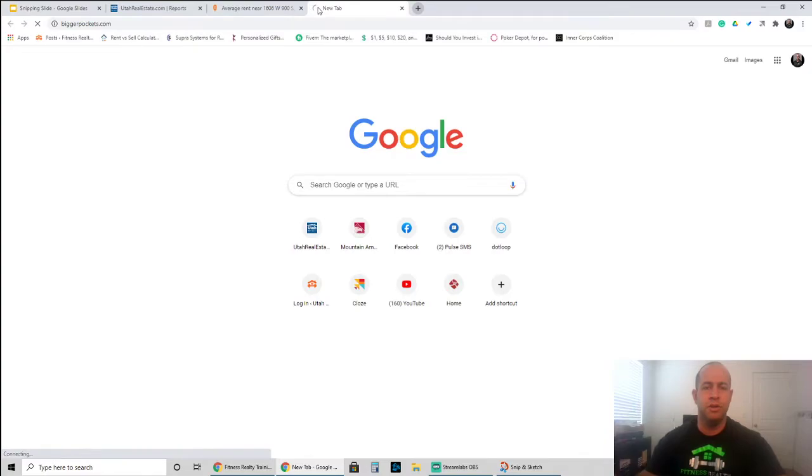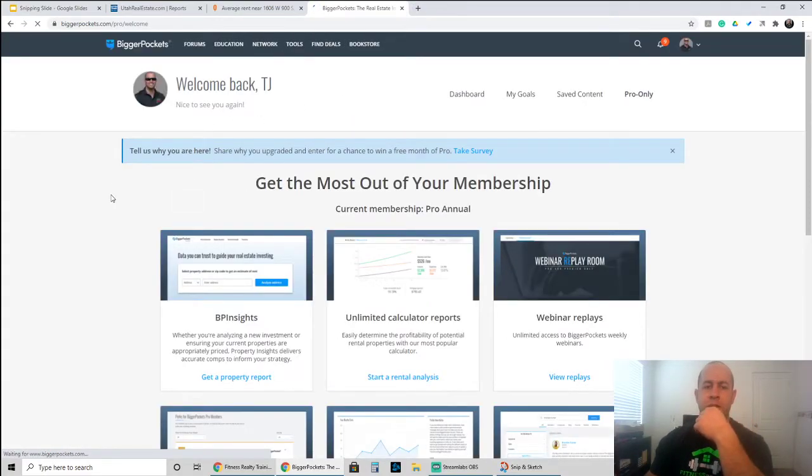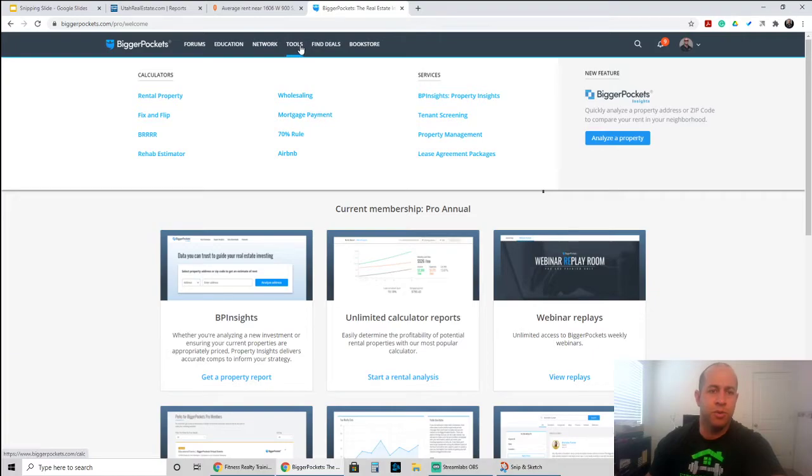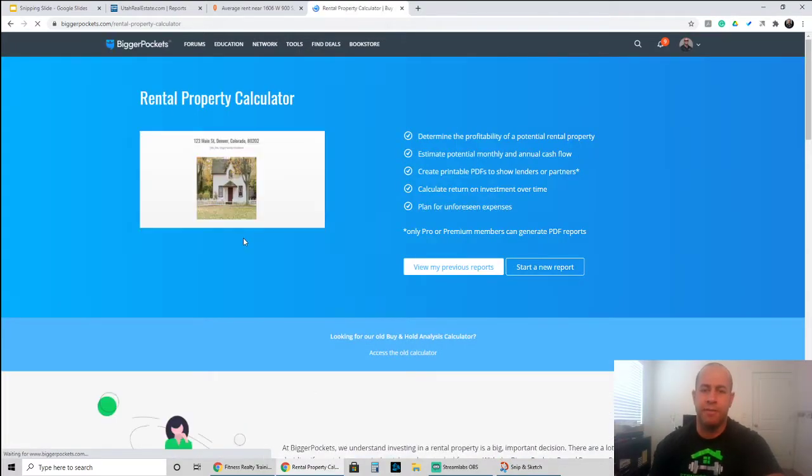Once you know where you're looking at for rent numbers, I like to use BiggerPockets. We have a pro account with BiggerPockets. It's like $400 a year to use all their tools. Then you go to tools. Even if you don't buy the pro account, it just makes it so you can only run like 5 calculators a month or something. So if you're running more than 5 calculators per month, maybe you need to get a pro account. Let's do start new report.